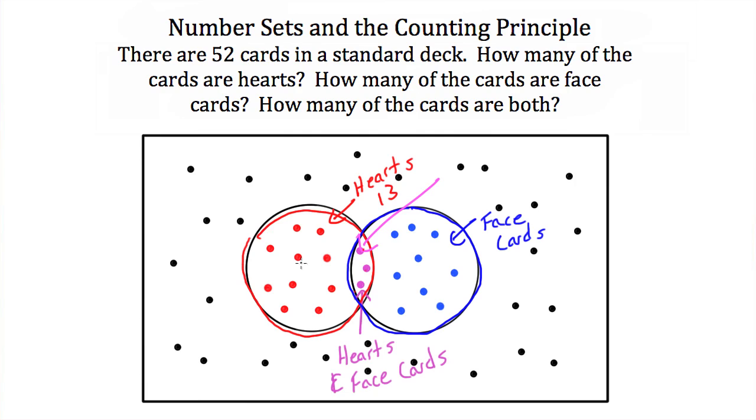Well, then we could count the dots. We could do 13 plus 12. That would get us 25. But that's not actually the amount of cards that are either a heart or a face card, because what we've done is count these 3 points in the center here twice. We counted them when we counted our 13 hearts, and then we counted them again when we counted our 12 face cards. So we have to subtract 3 from this total because we've got to take off the 3 that we counted twice. So really there are 22 different cards that are either a heart or a face card.